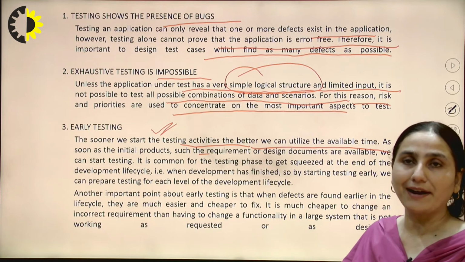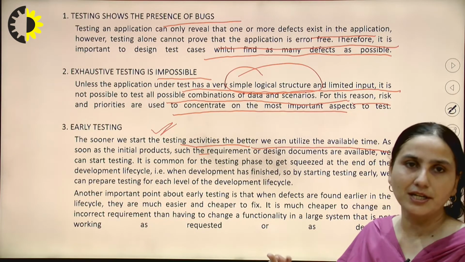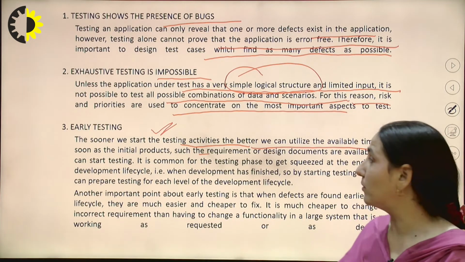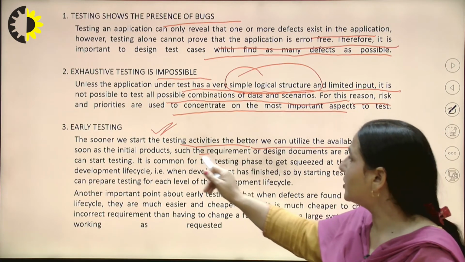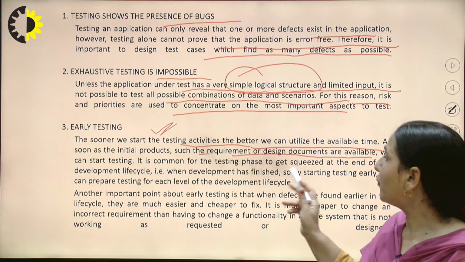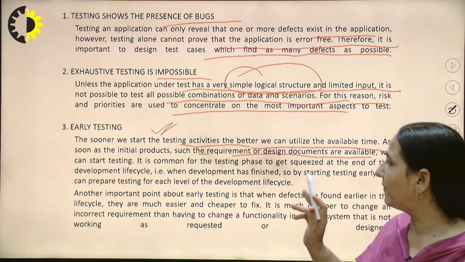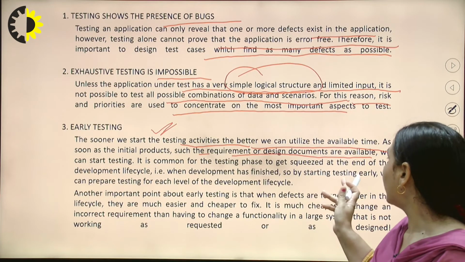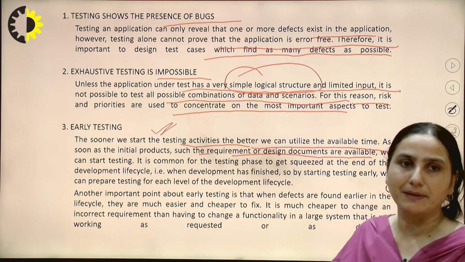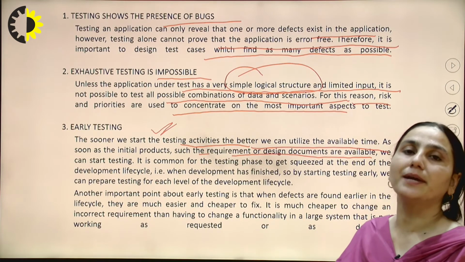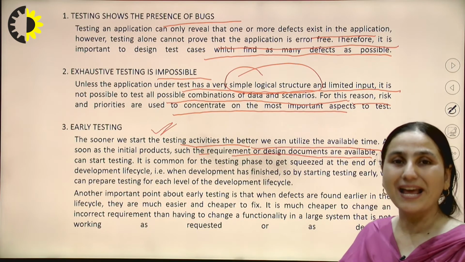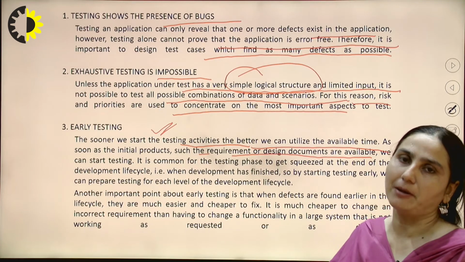If you find them later, in terms of cost also, it will be very, very costly to find the proper measure to solve those types of errors. As soon as the initial products such as requirements and design documents are available, we can start testing. It is common for the testing phase to get squeezed at the end of the development when development has finished. So by starting testing early, we can prepare testing for each level of the development life cycle. So it's very important that we try to catch the errors in the particular piece of code as early as possible in the software development life cycle.